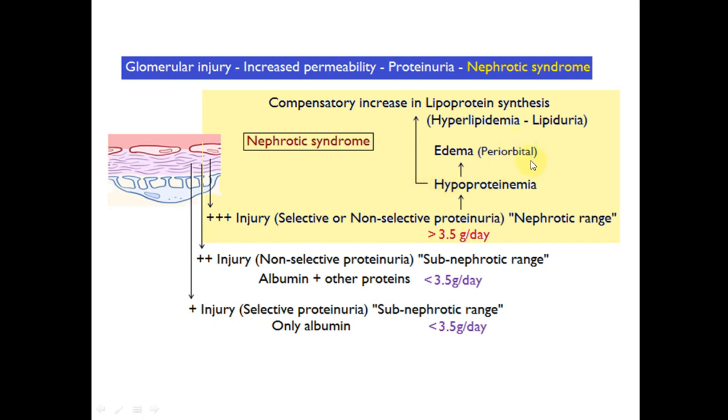And as we have discussed, as a compensatory response, plus the loss of those proteins that inhibit lipoprotein synthesis, what will happen is that along with the albumin and other proteins, the liver as a compensatory response will start the synthesis of lipoproteins, LDL, VLDL, IDL, and this will lead to hyperlipidemia.